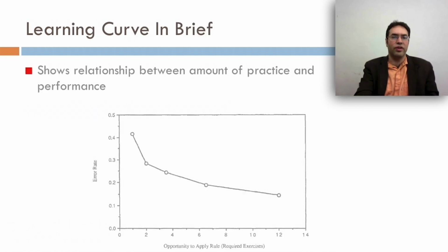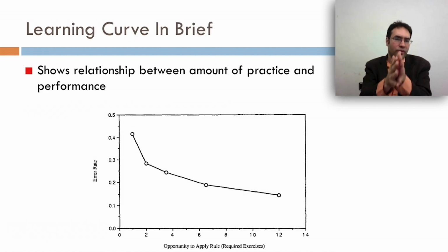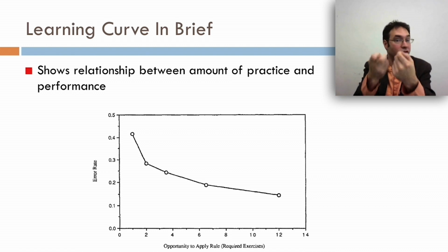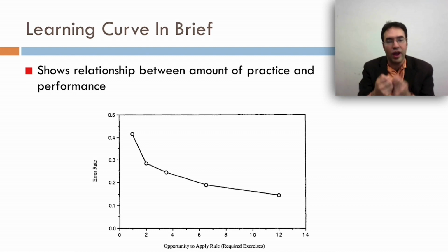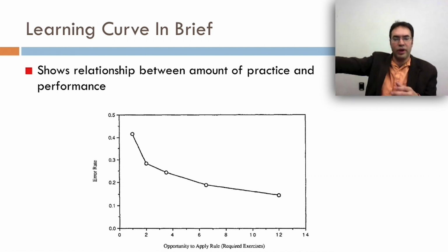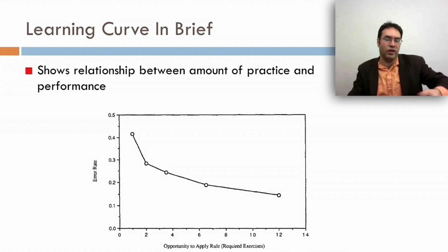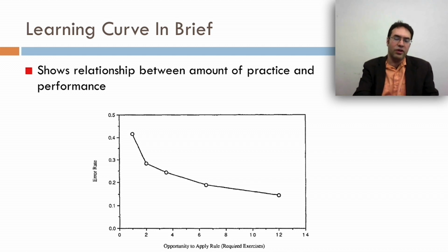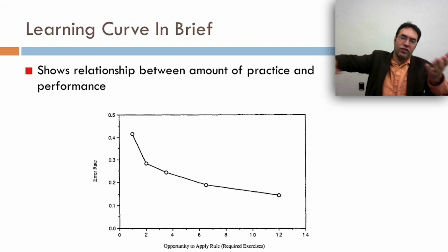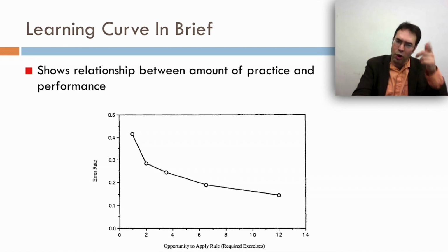The learning curve shows the relationship between the student's amount of practice, the number of opportunities the students had to demonstrate or to learn a skill, and their performance. So on the x-axis, we have how many opportunities the student has to learn the rule. On the y-axis, we have the error rates. Incidentally, this classic graph comes from Corbett and Anderson '95. And you can see that the error rate goes down as the student practices more, and you kind of hope that would be what happens.